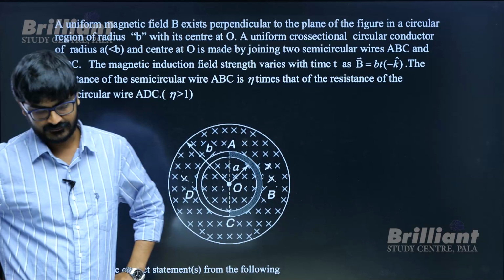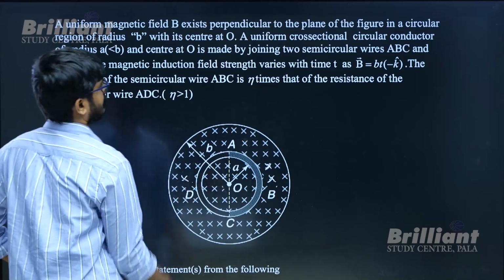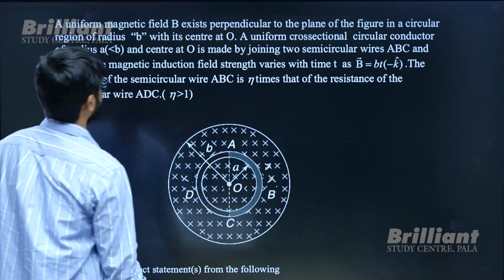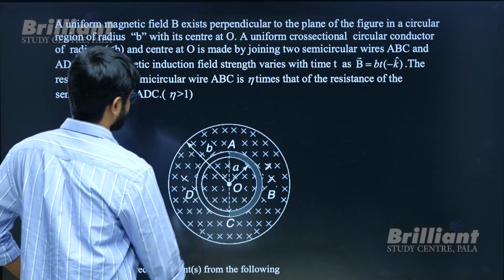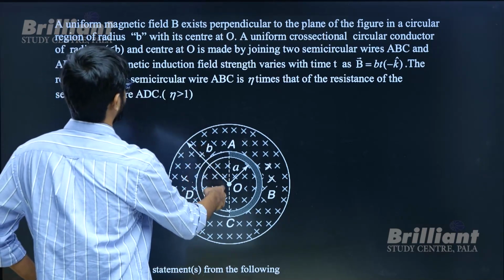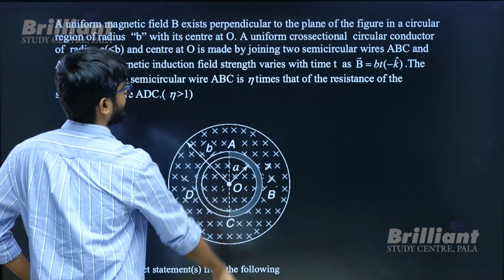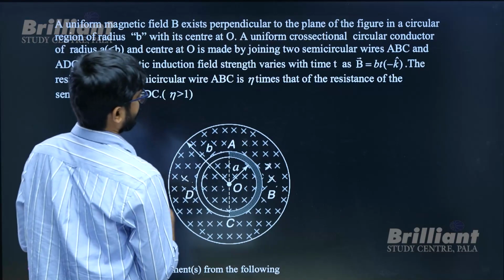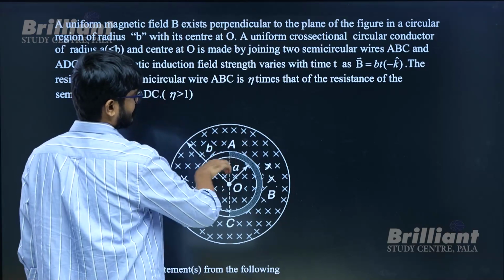A uniform magnetic field B exists perpendicular to the plane of the figure in a circular region of radius B with its center at O. A uniform cross-sectional circular conductor of radius A, which is less than B, centered at O, is made by joining two circular segments ABC and ADC. The magnetic induction field strength varies, it is reducing, so the induced EMF will be in this direction.